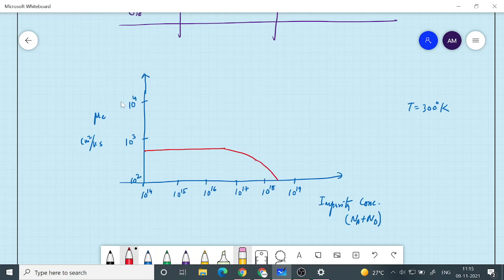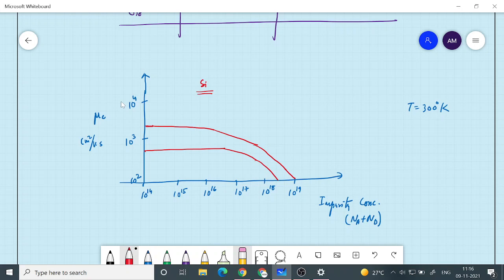Okay, like this. And then for electrons, it's above 1000, and then it also bends down. So this is an approximate drawing. What I have drawn here is for silicon. Okay, so this is for silicon material, how the mobility of electron changes.